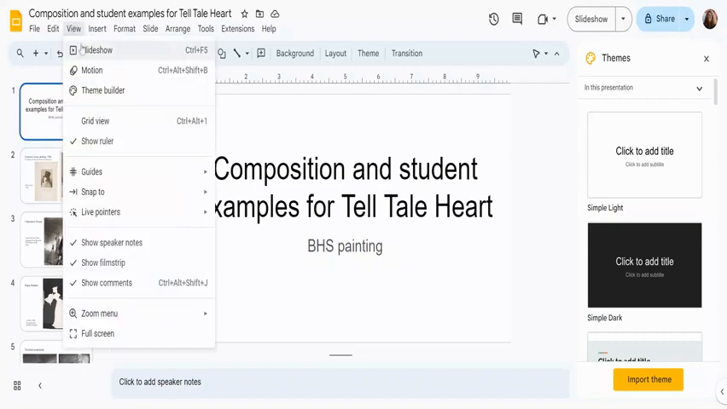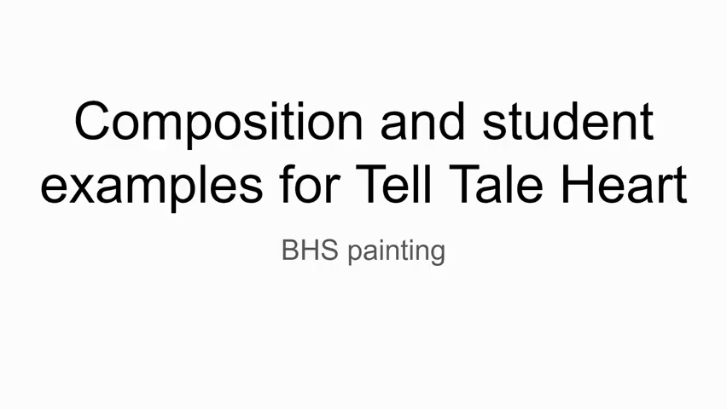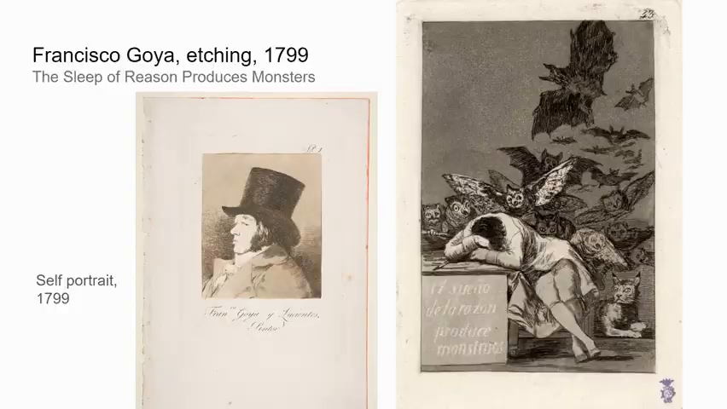So let's take a look at this PowerPoint. I'll go to the next slide. So here we have some etchings by Francisco Goya, who worked, well, a very long time ago. These are pieces from 1799.